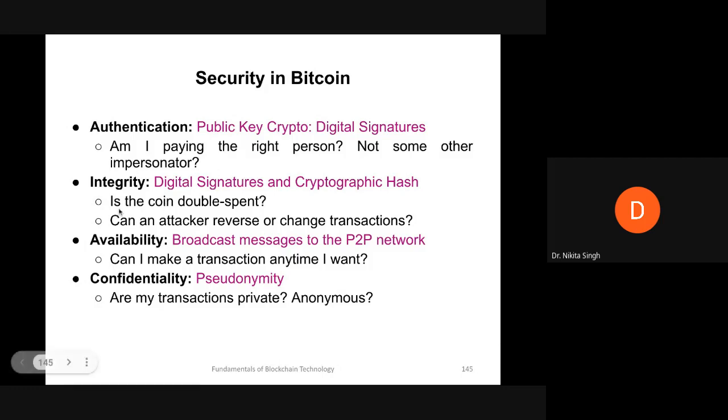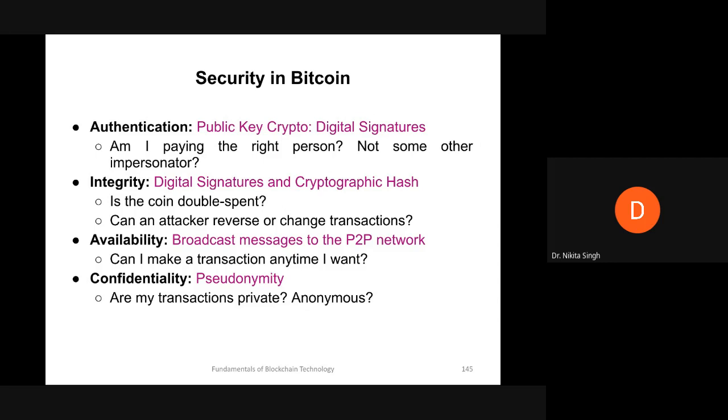Then we have a question: is the coin double spent? So, this we have already discussed, is it possible to double spend your coin? Also, can an attacker reverse or change a transaction? We have also discussed this in the 51% attack. Then, availability. Can you make a transaction anytime you want on the Bitcoin network? Yes, of course, you can make a transaction anytime. The time for your transaction to get committed to be added on the blockchain varies a lot. It may either take a day, two, 5, or even a week for your transaction to get confirmed.